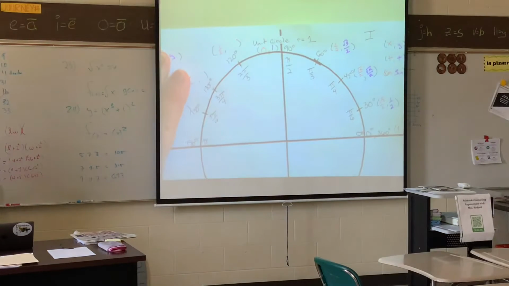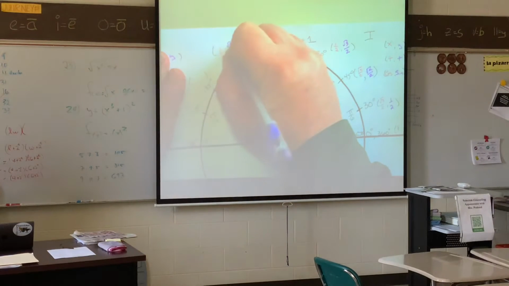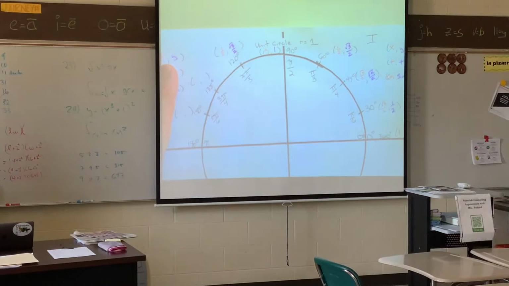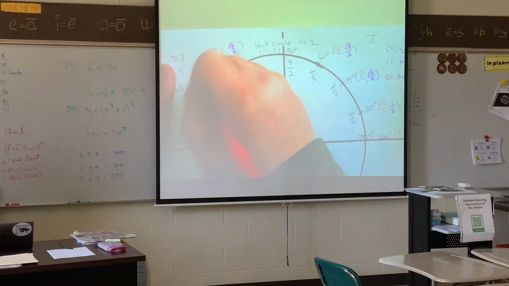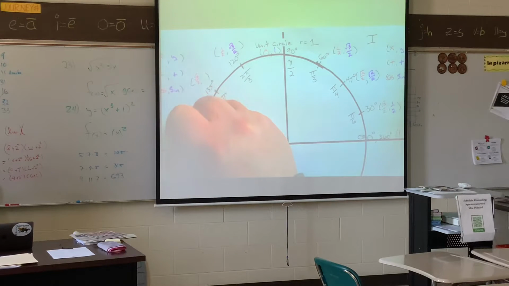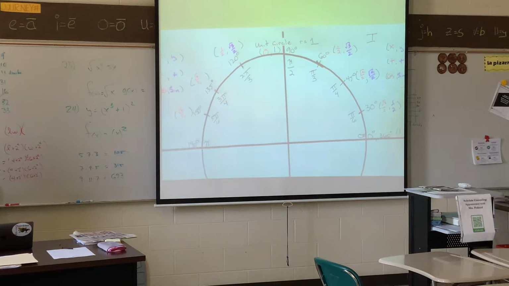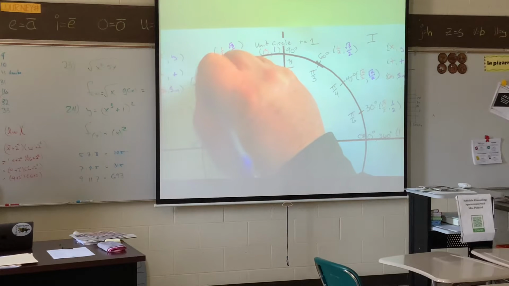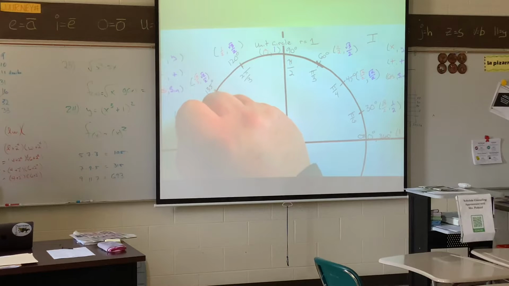1/2, square root of 3 over 2, square root of 2 over 2, square root of 3 over 2, square root of 2 over 2, 1/2.